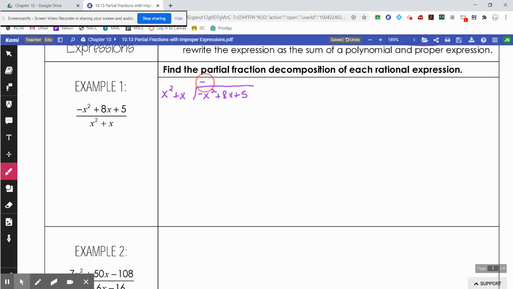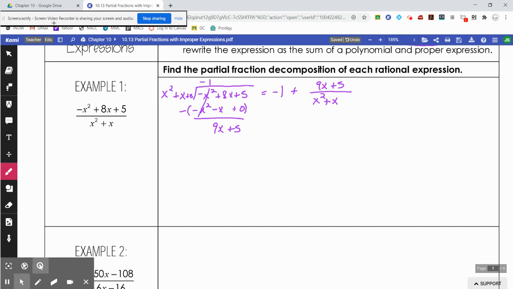x squared into negative x squared will go negative one time. Multiply it out, gives you a negative x squared, a negative x, and I should have put a 0 out here to fill in that missing term. Then you have a plus or minus 0, it doesn't matter. We subtract everything. So if you want to put a minus in parentheses here, these cancel. 8 minus negative 1 gives me 9x. 5 minus 0 gives me a positive 5. So let's go ahead and rewrite that now as negative 1 plus the remainder over x squared plus x.